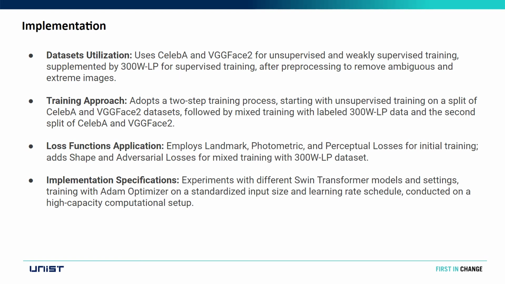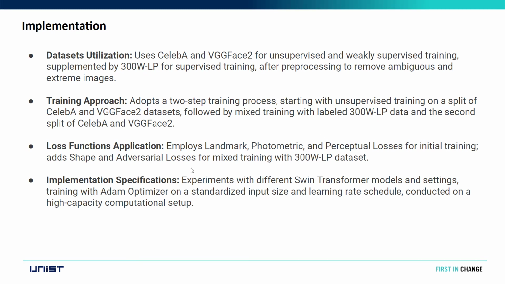They also use the VGGFace2 dataset for weak supervision training, and they also use 300W-LP for supervised training as well. The training approach is a two-step process, with unsupervised training on a split of the VGGFace2 dataset. And they also follow the labeled 300W-LP data to calculate the shape and the adversarial loss as well.